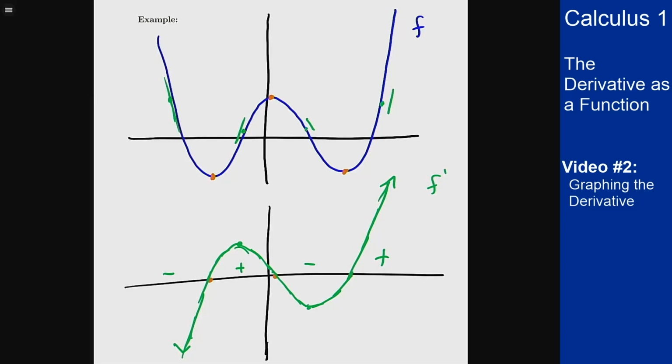The big things to be able to pick out here should be places where the derivative is 0, where you have horizontal tangents, and knowing whether it is positive or negative based on whether you have slopes that are positive or negative for the tangent lines at those points.